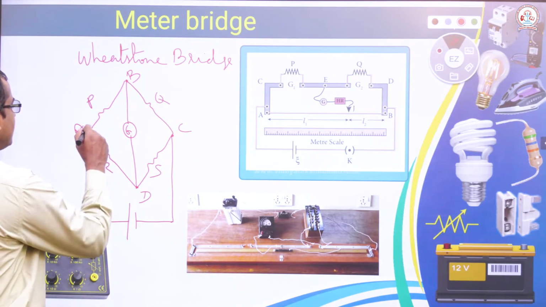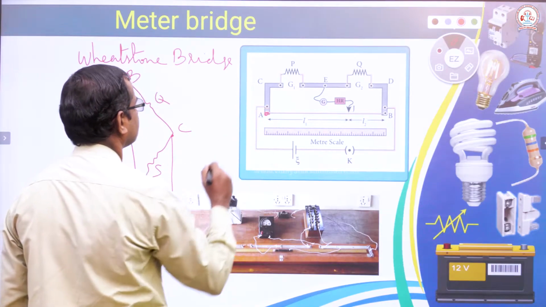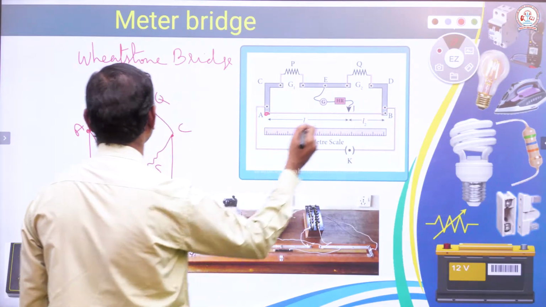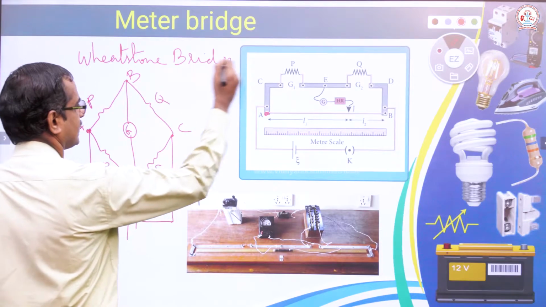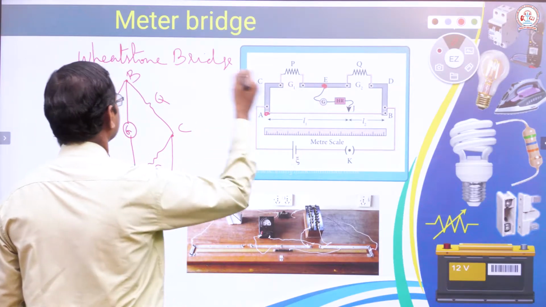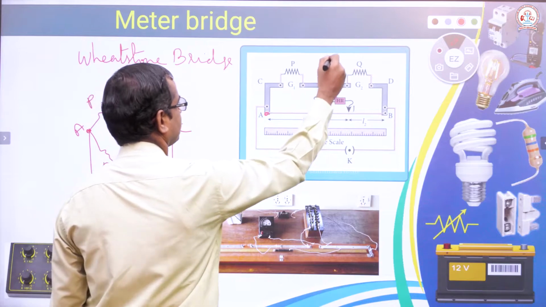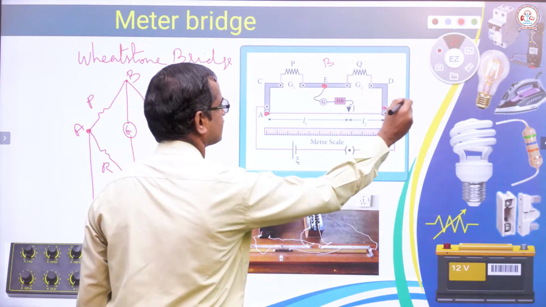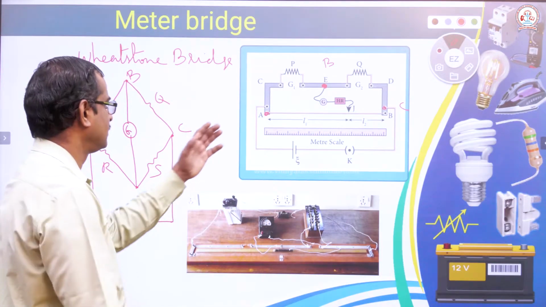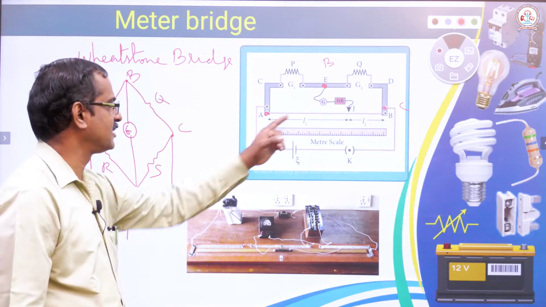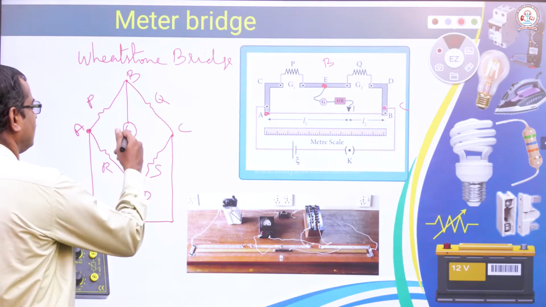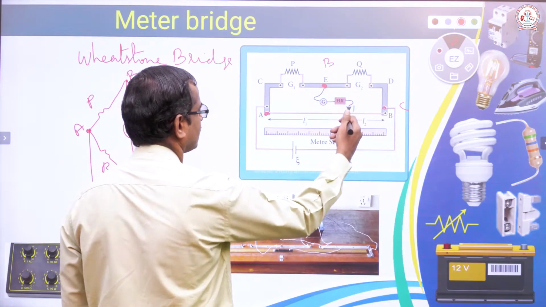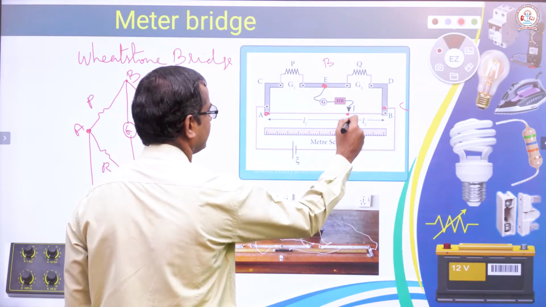You see that this point is A, the same point is A here, and this point is C. Actually this is taken as B. A galvanometer is connected here. According to the Wheatstone bridge, this point is B and this end is C, but in the meter bridge circuit it is taken as B. When I compare with the Wheatstone bridge, that point is C. The other end where the galvanometer has contact with the wire is D.